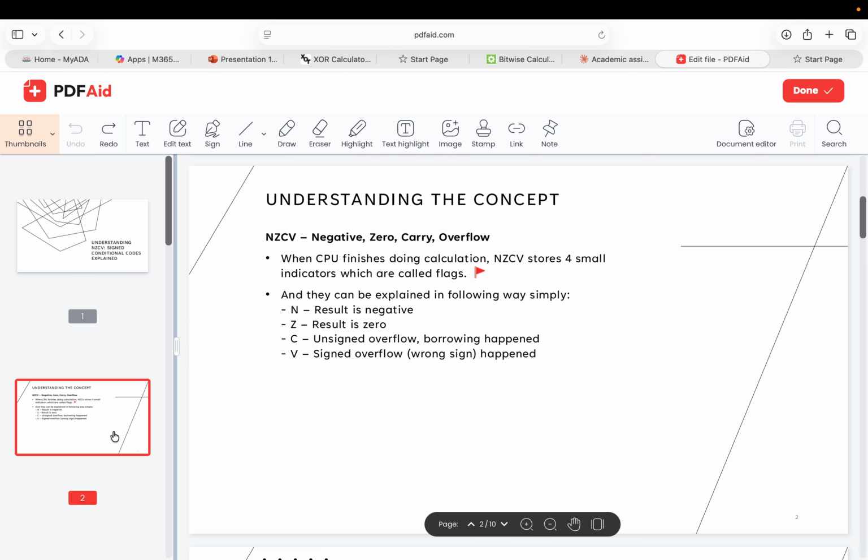As you see, N stands for when the result is negative, Z is when the result is zero, unsigned overflow is when borrowing has happened, and signed overflow is when the wrong sign has happened, which means there is overflow, but actually the sign is not correct.